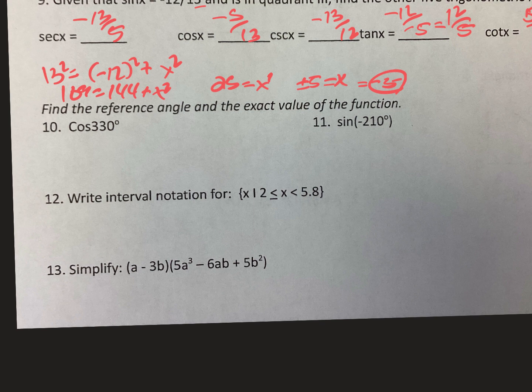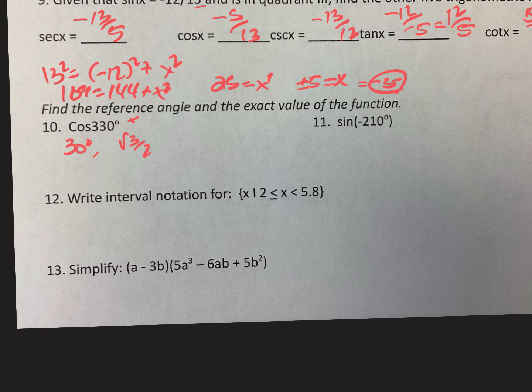10, find the reference angle and the exact value. First of all, the reference angle for 330, how far away is it from the x-axis? 30 degrees. What is cosine 30? Cosine 30 is square root of 3 over 2. But because 330 is in quadrant 4, cosine is positive in quadrant 4, that's the final answer.